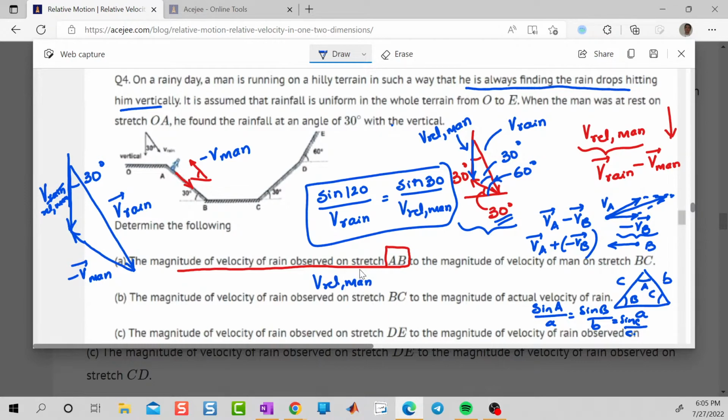what is sine of 120? That is cos 30. Correct, Nabita? So it will be V rain into tan 30. Yes. Tan 30 is how much? 1 by root 3.